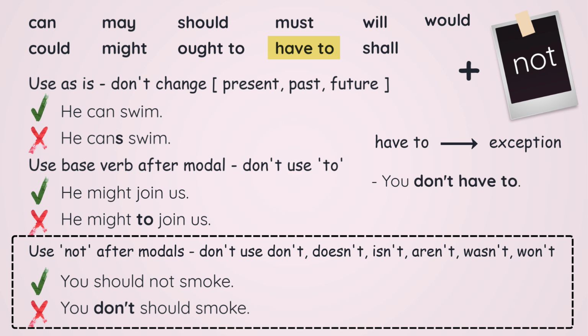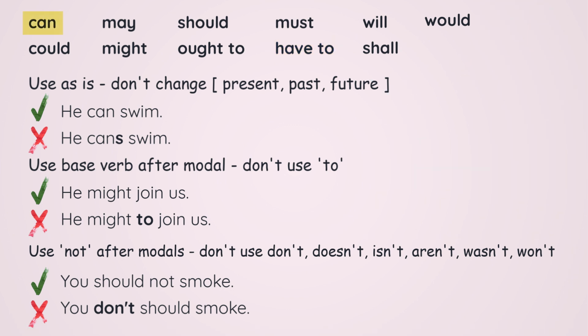Okay? So the only exception is with the modal verb have to. There, if you want to make it negative, you need to say you don't have to do this. Okay? But with the other ones, we just say you cannot. You could not. You may not. You might not. You should not. You ought not to. Okay? So there you have to be careful where to place it. You must not. This one I told you is an exception. You will not. You shall not. And you would not. Okay?